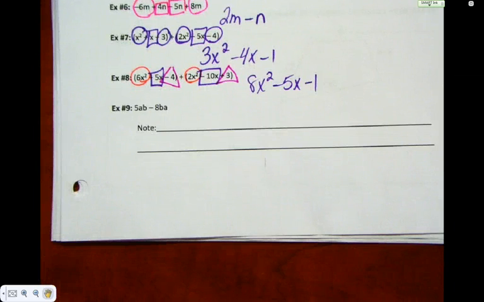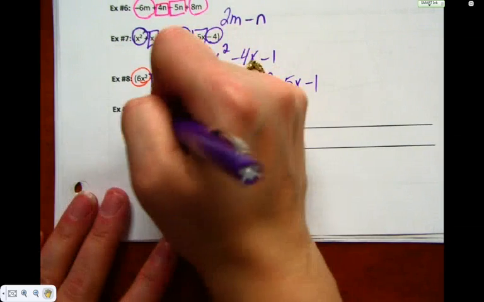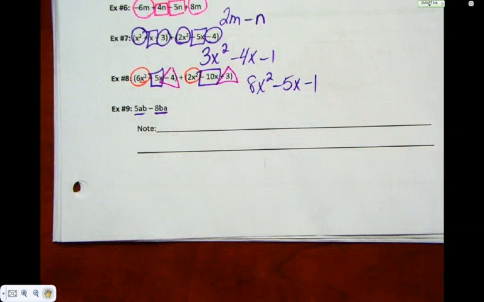Take a look at crazy number 9. This is the first time we're seeing monomials with 2 variables. So everything we've done so far had just an m, or just an n, or just an x. Here's our first one with an ab. So the first term is 5ab. The second term is negative 8ba. How do I know those are separate terms?